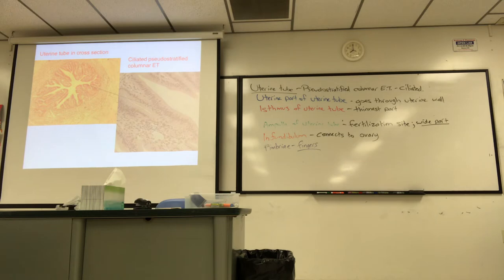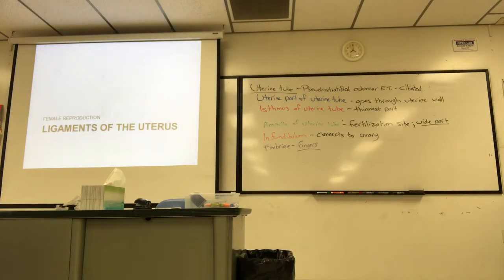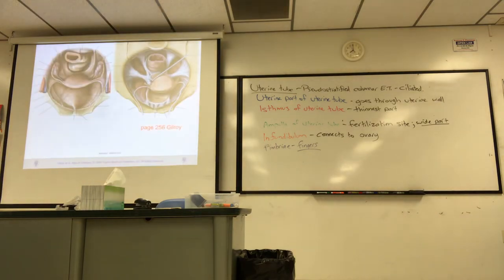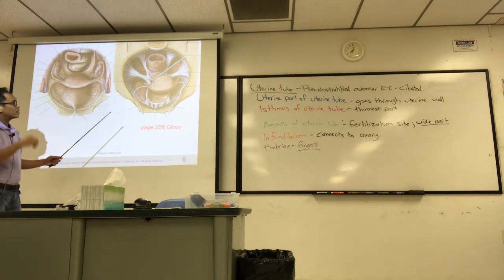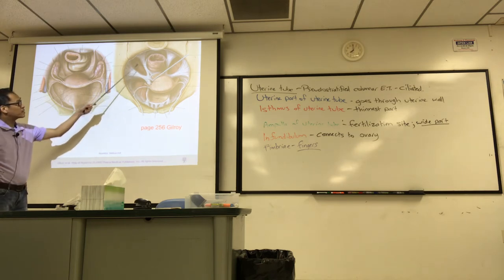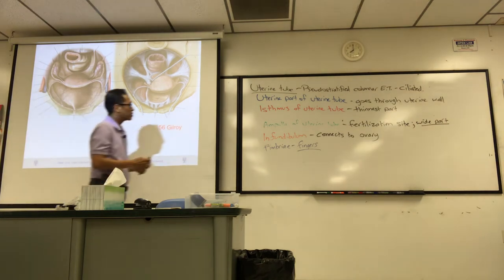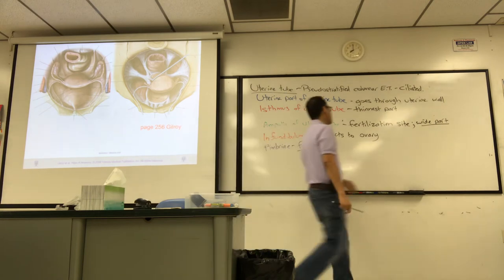I want to move away from the uterine tube and talk about some supportive ligaments here. This is the overhead view. This picture I've noticed they cut from the atlas. It's not there anymore in the third edition, but this one still is. That's why I don't have a page number for that. So there are three ligaments I want you to identify here that support the uterus.